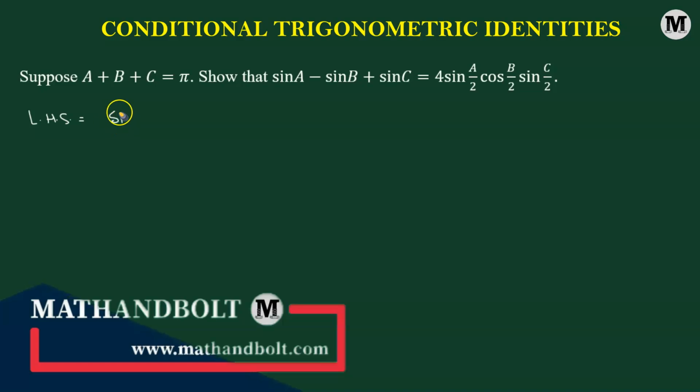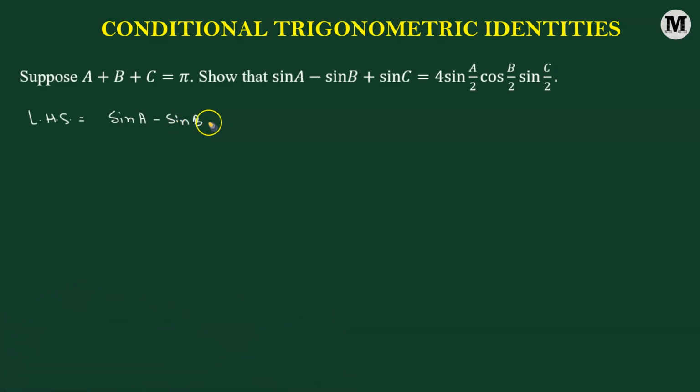So here on the left hand side we have sine of angle a minus sine of angle b plus sine of angle c. Now let's do one thing. We're going to combine the first term and the third term. So here we have sine of angle A added to sine of angle C, minus sine of angle B. Now we're going to combine it using a standard formula.